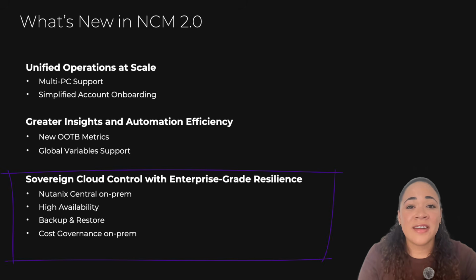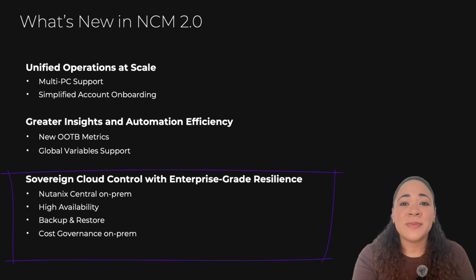And third, we get sovereign cloud control with enterprise-grade resilience. NCM 2.0 introduces Nutanix Central on-premises, offering a unified management experience without SaaS dependencies. Along with high availability and backup and restore capabilities, this release is intended to improve management plane resiliency during VM or infrastructure events, helping preserve configuration and policy data.